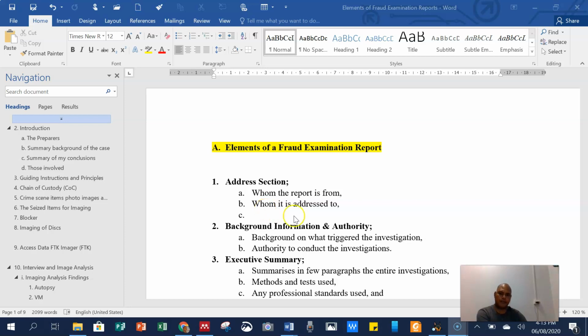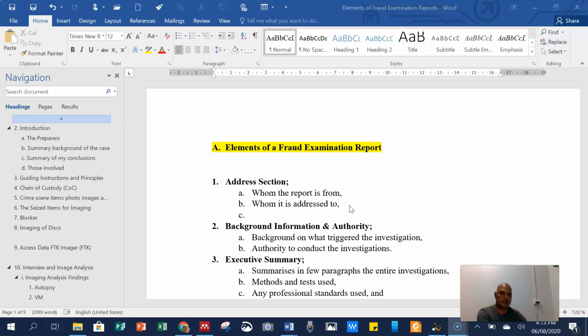So, before I talk about the content of the expert witness report, I would first of all want to talk about the fraud examination report content. When I finish with the fraud examination report content, I'll go to the content of an internal audit report. Why it is important to talk about these two reports is because they will be used as the basis of what an expert witness report content is. So we will finish off with the expert witness report.